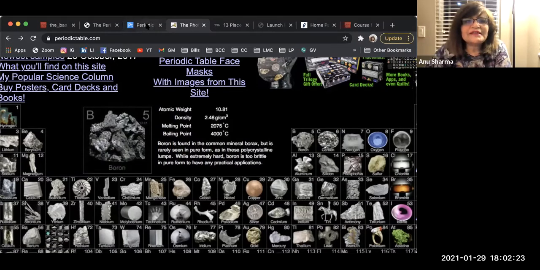Anyways, so that was a basic introduction to the elements, their physical and chemical properties and how they look. You're welcome to explore this. This is the photographic periodic table of elements.